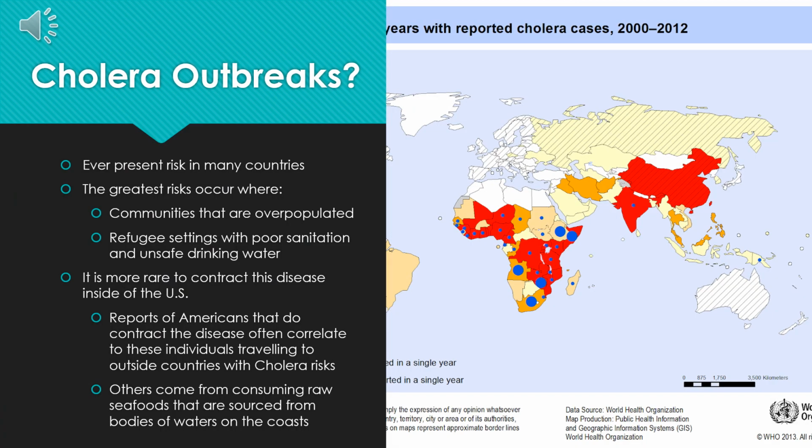Cholera outbreaks. Because water is all over the world, there will always be a risk for contracting cholera. However, in developed countries such as the US, the risk is greatly decreased. Regions with the greatest risk include populations that are overpopulated and those living in refugee settings with poor sanitation, allowing cholera to fester. Though the rate of incidence in the US is low, it is not unheard of due to Americans traveling and being uneducated to the risk of cholera and where they travel to, and being unaware of the risks of ingesting raw fish, especially from bodies of water on the coasts.